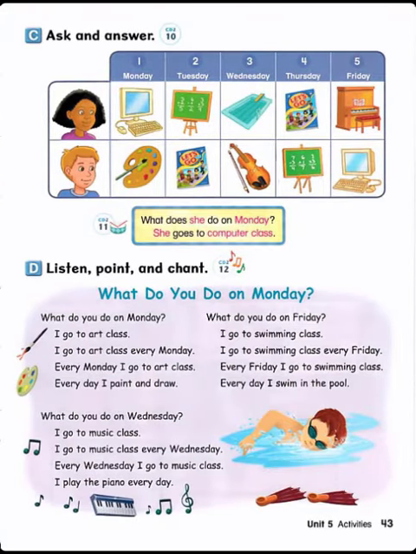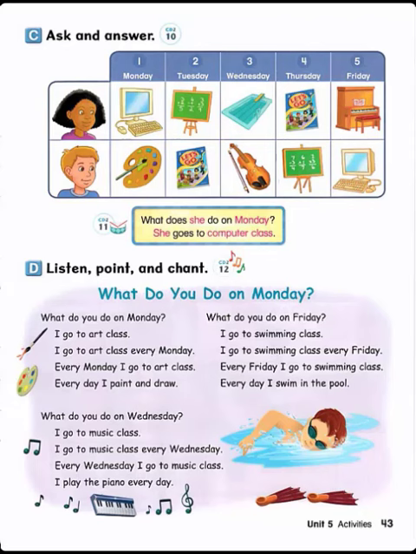Page 43. C. Ask and answer. Number 1. Monday. What does she do on Monday? She goes to computer class. What does he do on Monday? He goes to art class.